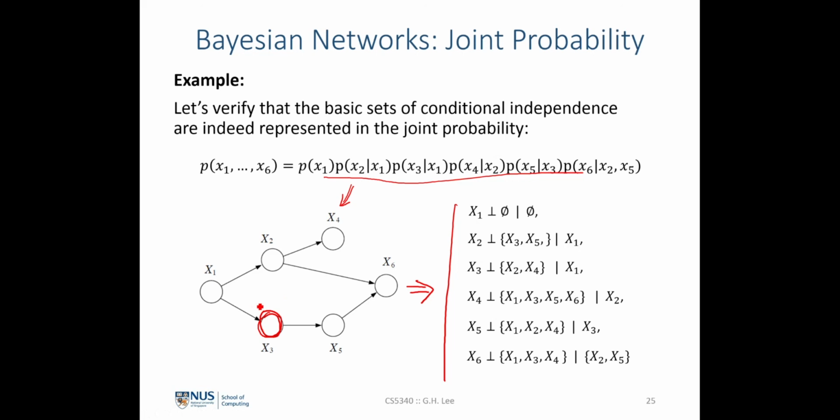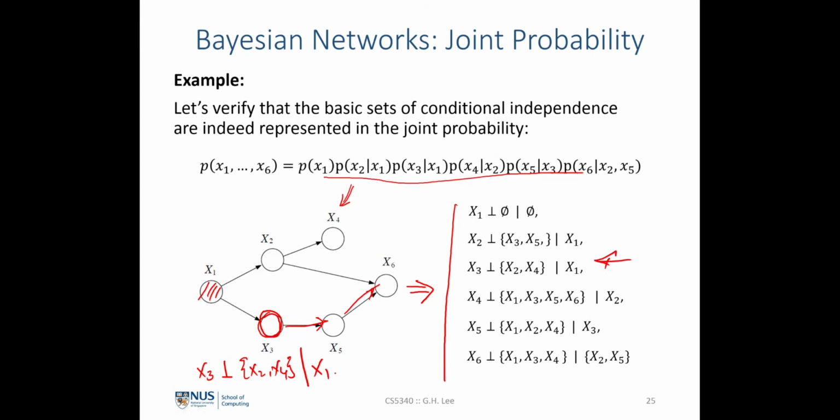So we can see that the descendants of x3 are x5 and x6. So the non-descendants of x3 are naturally x1, x2, and x4. And given the parent of x3, which is x1 over here, we can see that x3 becomes conditionally independent of x2 and x4, given that we have observed x1, and we indeed notice that this is one of the conditional independences that is written here.